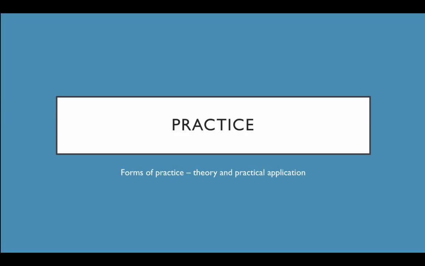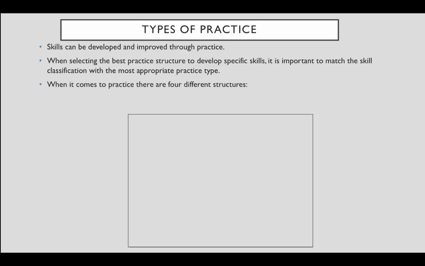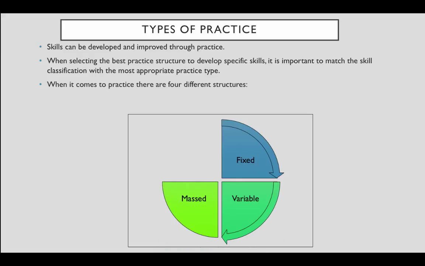Practice, the forms of practice, theory and practical application. There are different types of practice. Skills can be developed and improved through practice. When selecting the best practice structure to develop specific skills, it is important to match the skills classification with the most appropriate practice type. When it comes to practice, there are four different structures: fixed, variable, massed, and distributed practice.